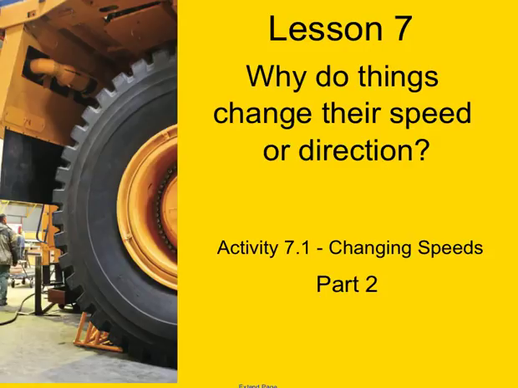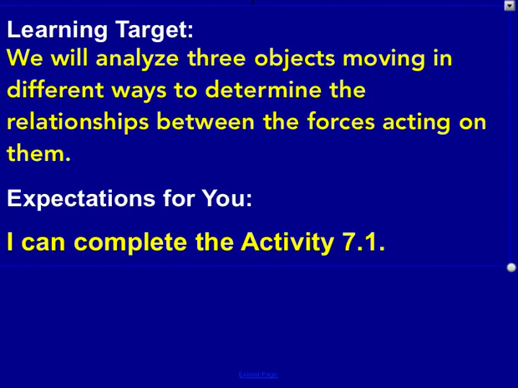Welcome to Lesson 7, Why Do Things Change Your Speed or Direction? Activity 7.1, Changing Speeds. This is part 2 of Activity 7.1. If you remember, our learning target is we will analyze three objects moving in different directions or different ways to determine the relationship between the forces acting on them. And in this one, the expectation for you is we're actually going to complete Activity 7.1.